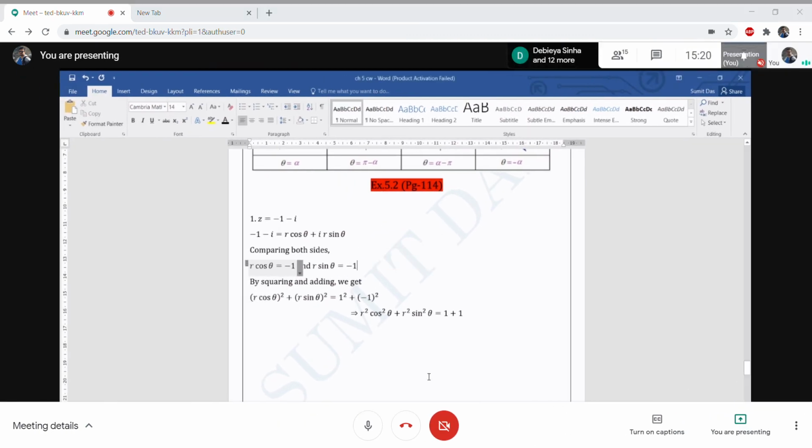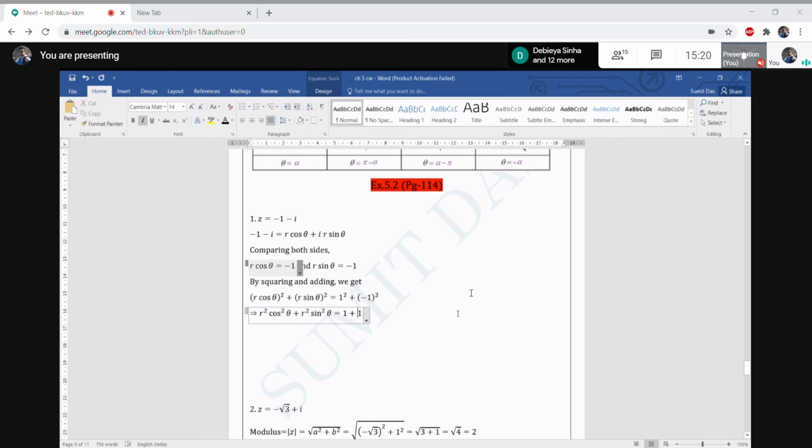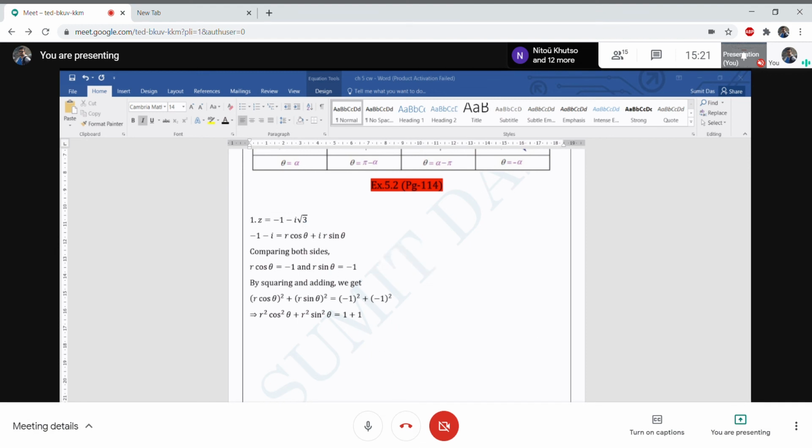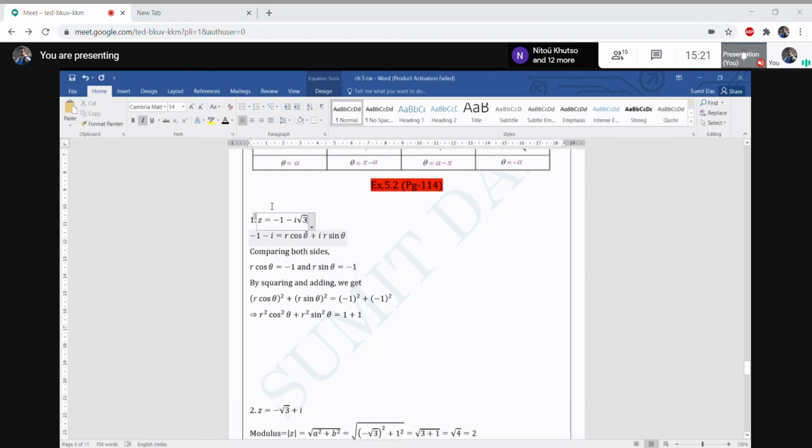Okay, then we'll square and add. If you square and add, it will be -1 square, which is actually 1. Oh, sorry, it is not. It is i root 3, right? Sorry, my mistake. It will be square root of 3. The question is -1 minus i root 3, right?